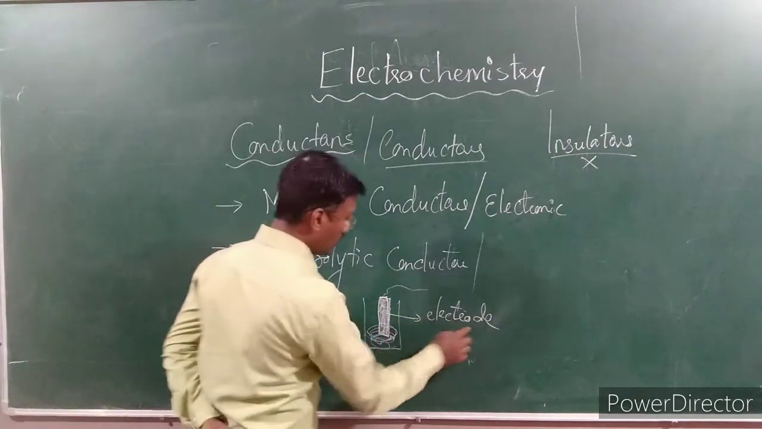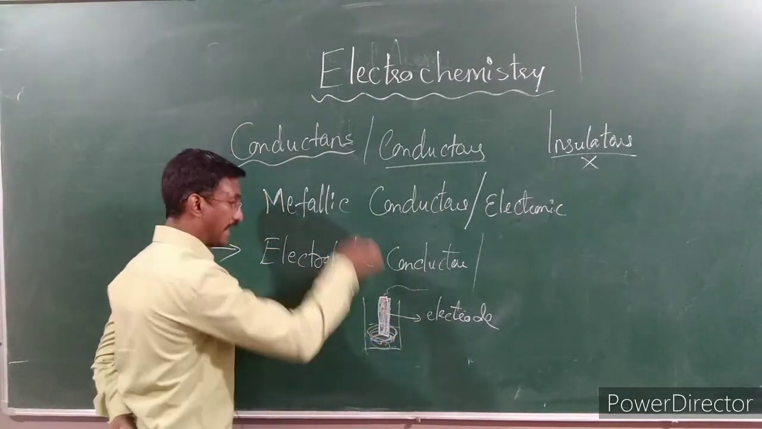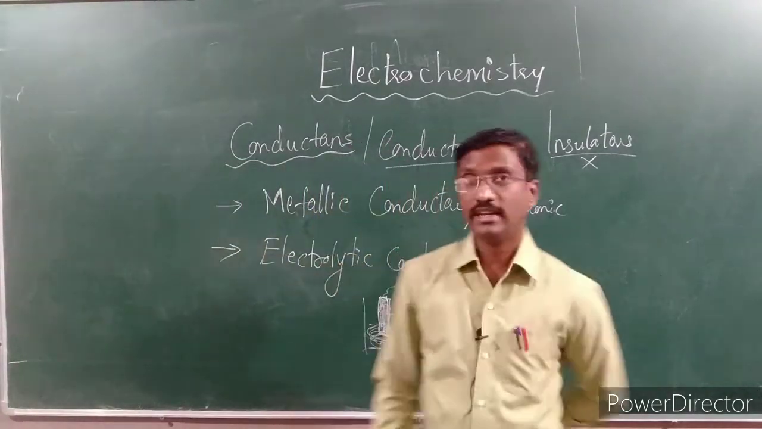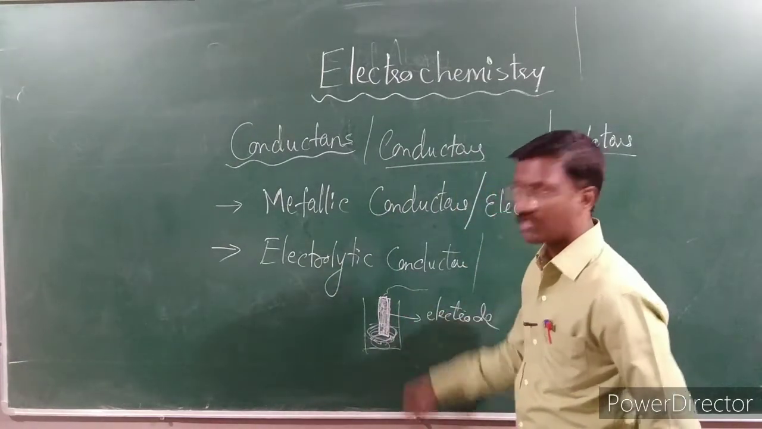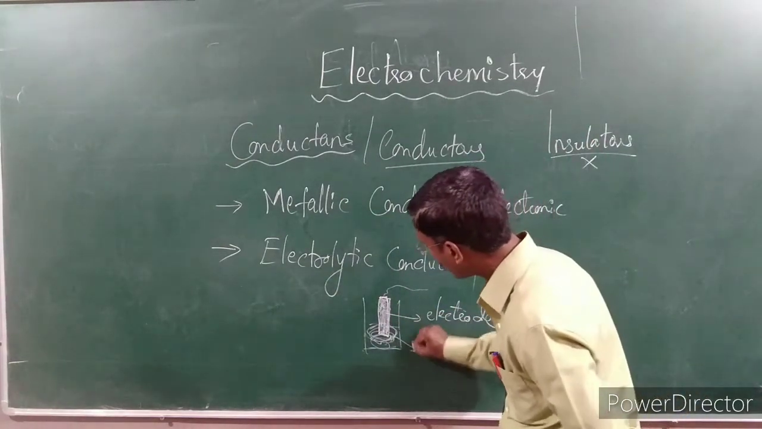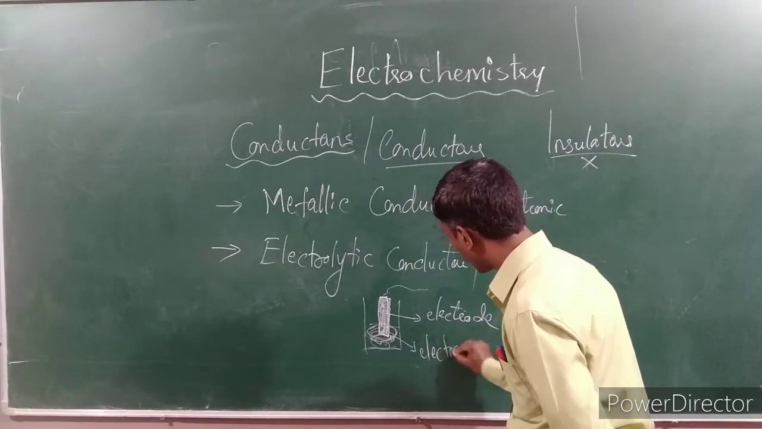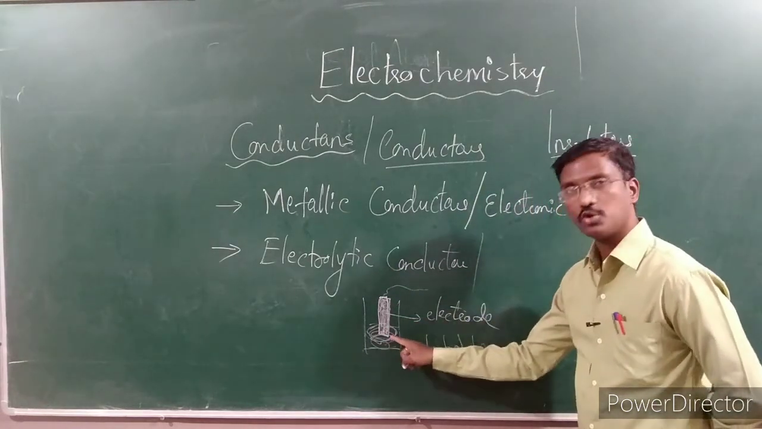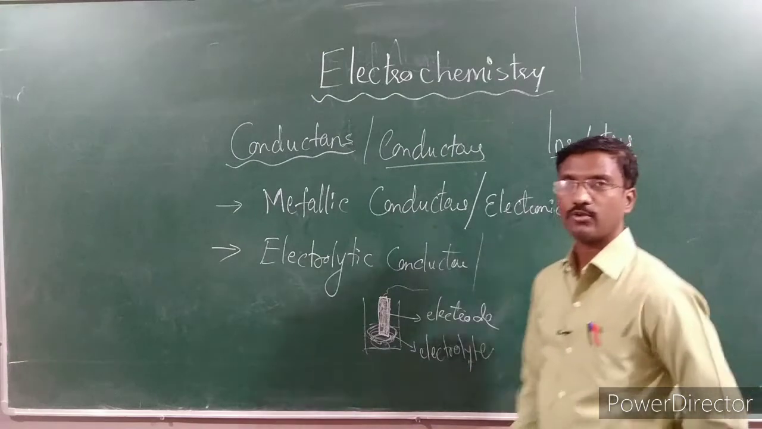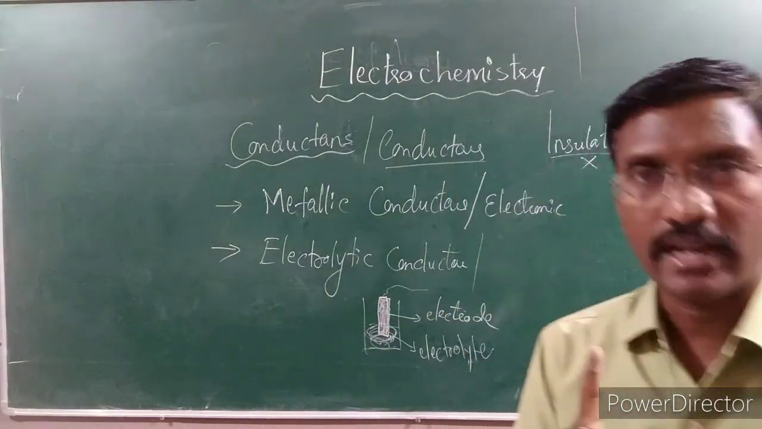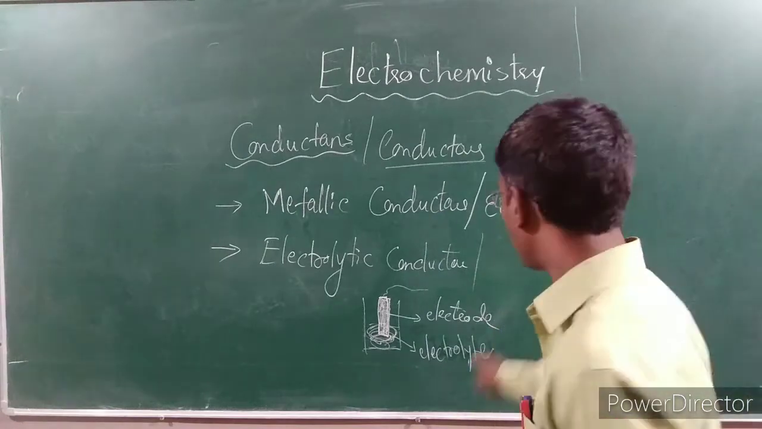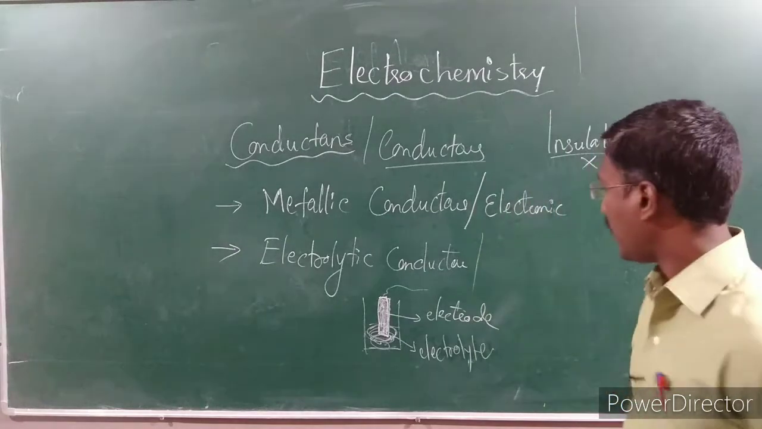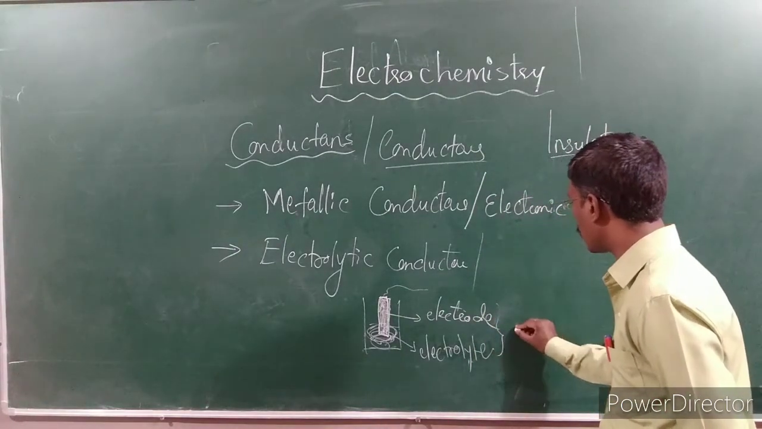The electrode is dipped in a solution. It may be any solution. The solution in which this rod is dipped is called an electrolyte. Electrolyte means the electrode is dipped in a solution, and that solution is called the electrolyte. Are you getting this? So the rod is the electrode and the solution present here is the electrolyte. Why I am explaining this: electrode and electrolyte together make electrolysis.